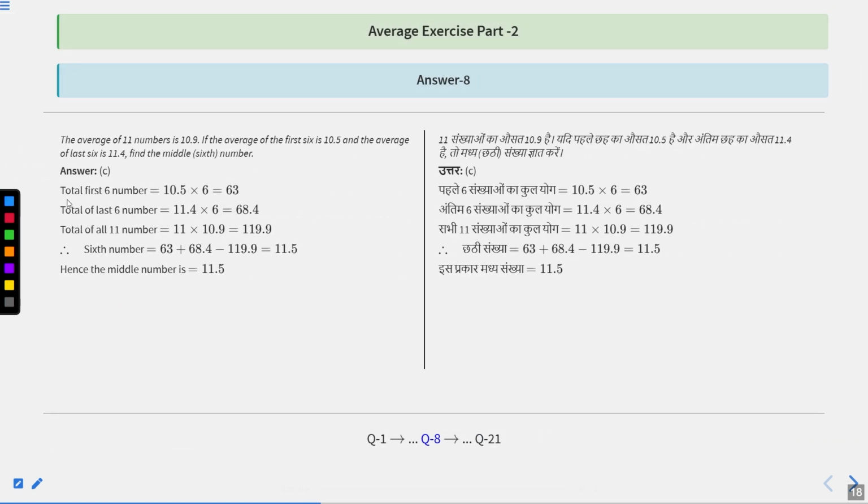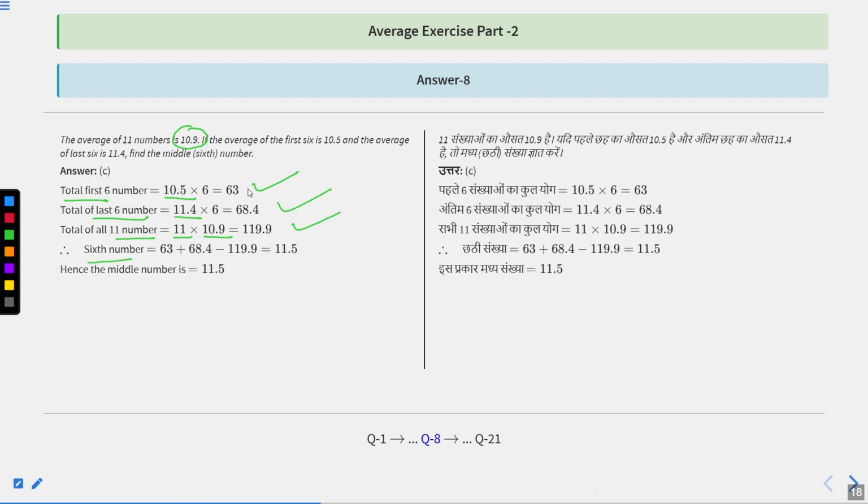Now the total of the first 6 numbers will be 10.5, which is the average, multiplied by 6, which becomes 63. And the total of the last 6 numbers, whose average is 11.4, multiplied by 6, becomes 68.4. The total of all 11 numbers, multiplying 11 into 10.9, which is given in the question, becomes 119.9.